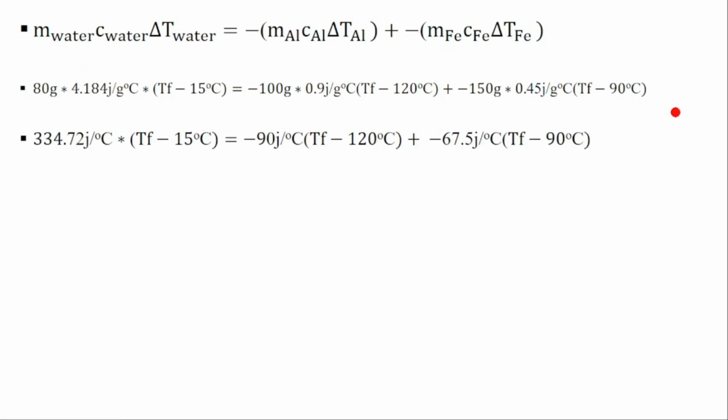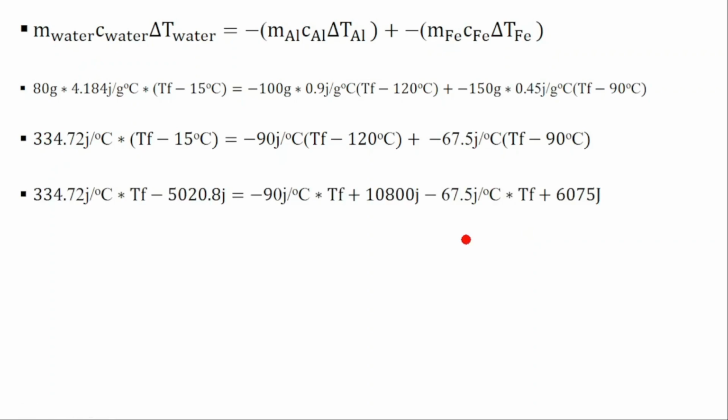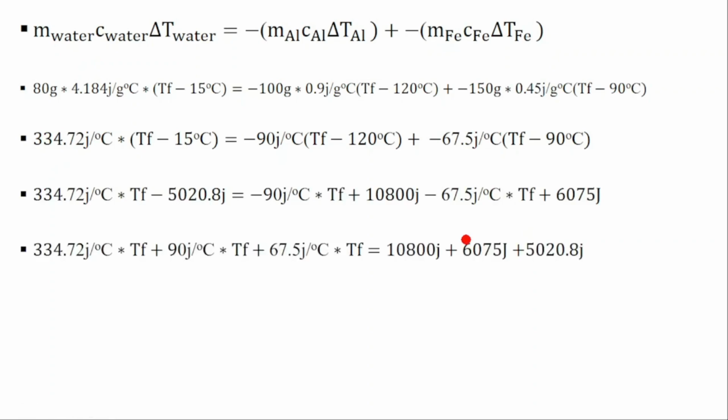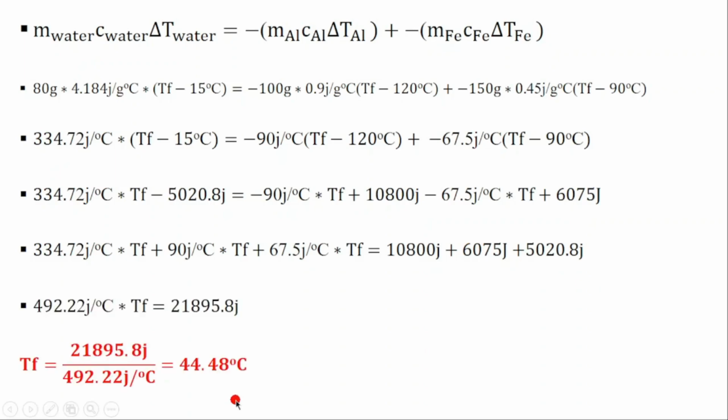So the unknown in the equation is the TF. Then if we multiply and do some of the addition and the other rearrangement, we can get the TF, and we will see that the TF is equal to 44.48 degrees Celsius. So the logic here is to know that the heat lost by the hot object will be equal to the heat gained by the lower temperature object.